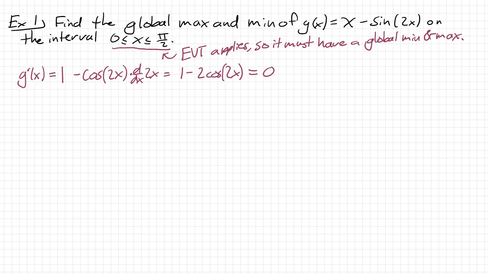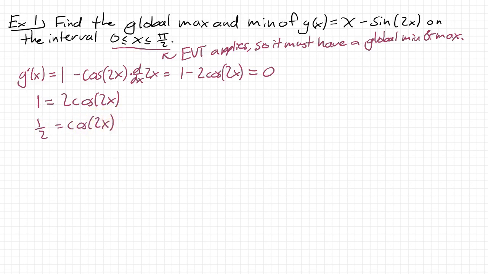And this is going to be equal to 0 at critical points, or it could be undefined. But this derivative is never undefined because the domain of cosine is all real numbers. So we just need to have it set to 0. So to solve this, I'm going to add the 2 cosine 2x to both sides. Divide both sides by 2.